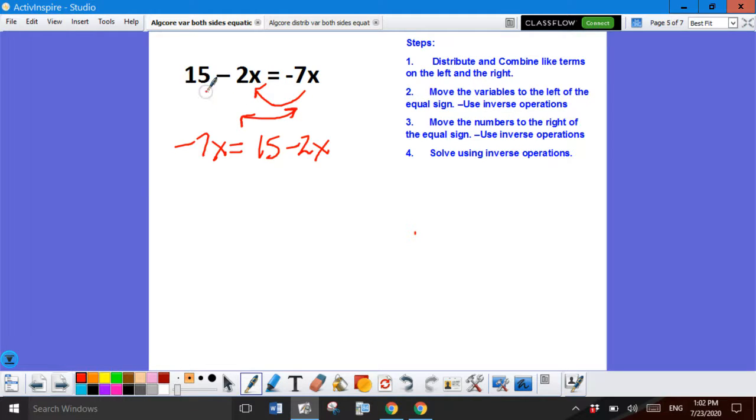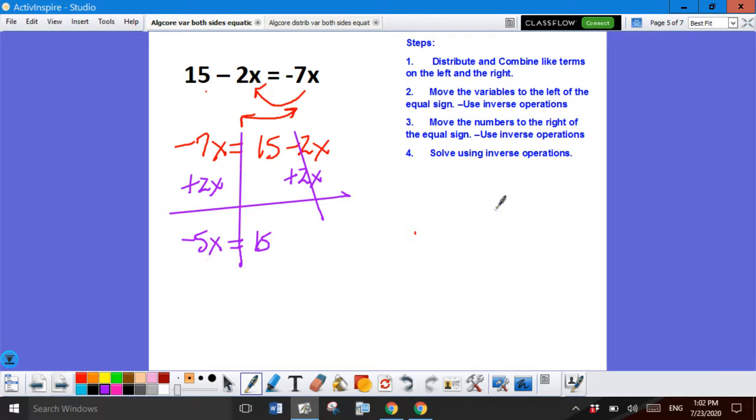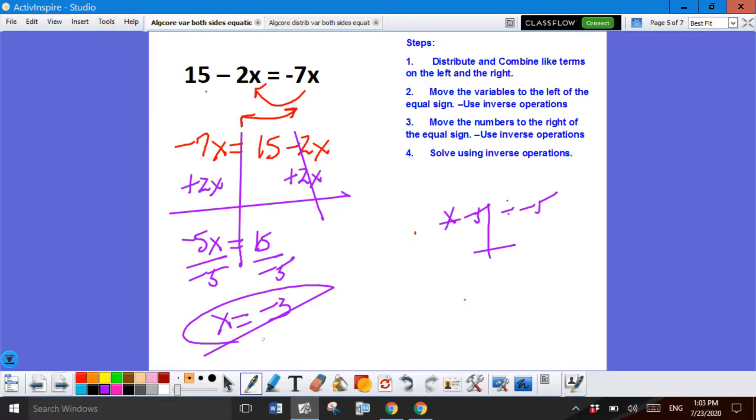Okay, so I just moved the negative 7x over to the left, and I moved the 15 minus 2x to the right. And I'm going to go ahead and move the x. So plus 2x. Gone. Negative 7 plus 2x is negative 5x. Now hopefully you recognize this is division. So the steps would be times negative 5, so divide negative 5. x equals negative 3. Okay, so sometimes it's easier if we flip-flop.